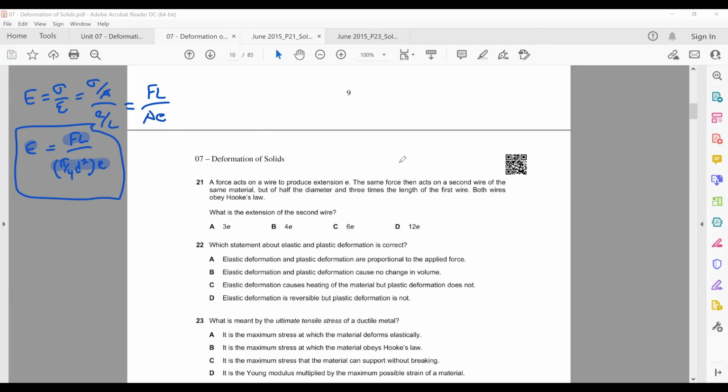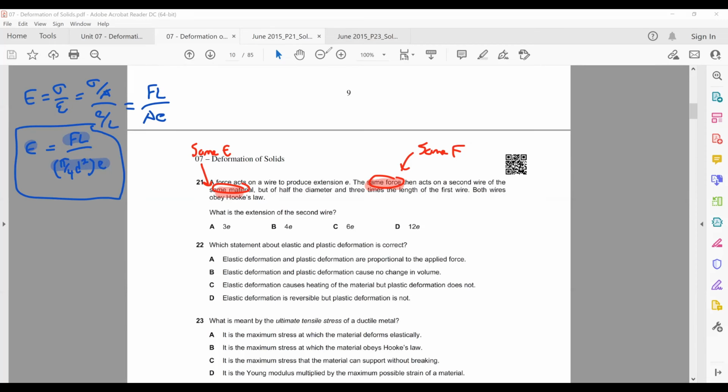For the first wire and second wire, what parameter or variable is the same? What is the same here is that they tell you a force F on the wire produces extension E, and the same force is acting on the second wire of the same material. F is the same, E is the same. I mentioned to you, if you have the same material, it will be the same E. So same force, needless to say, is the same F.